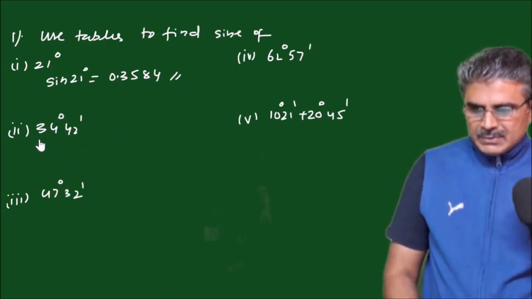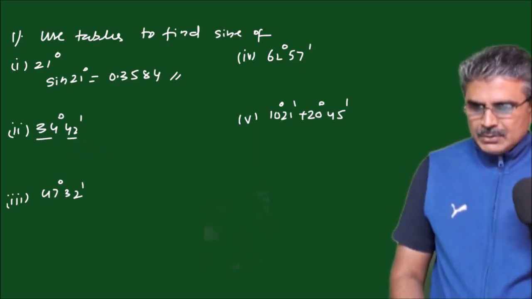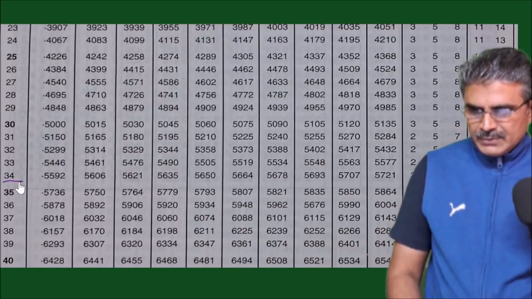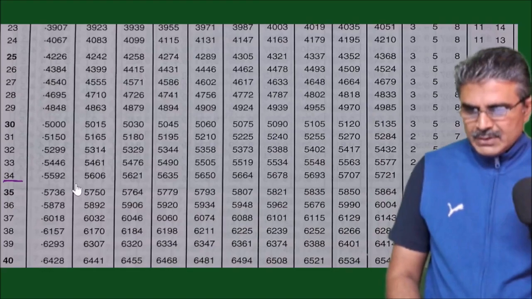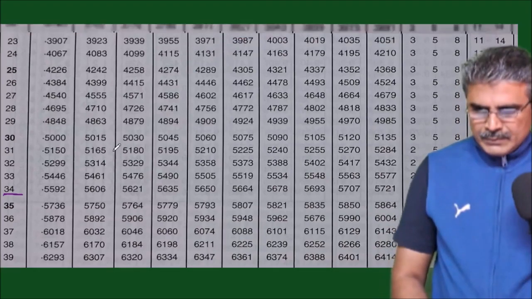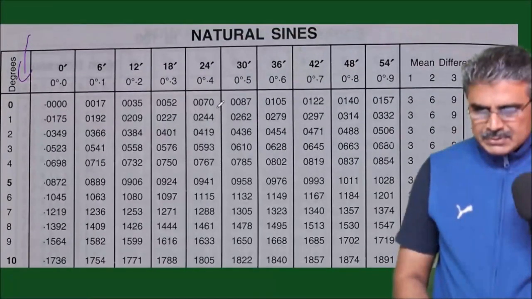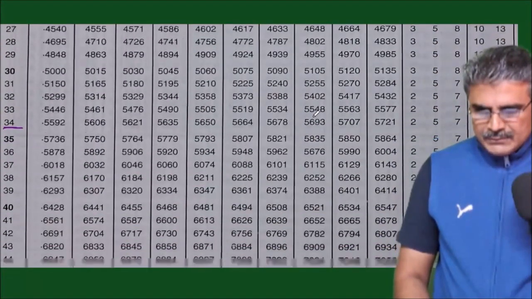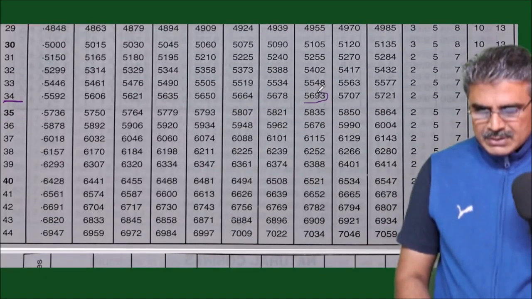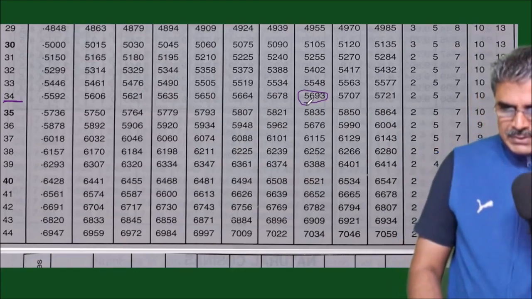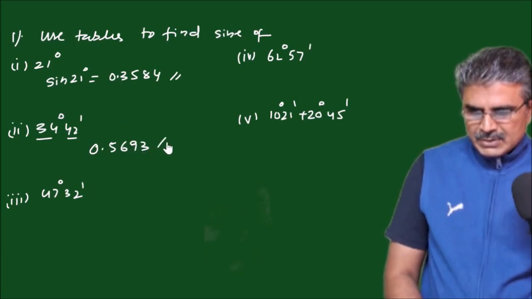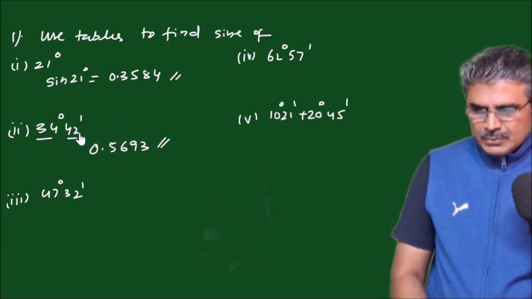Consider the second one, 34 degrees and 42 minutes. So we'll go to the table again. So here, 34 degrees. So this is the 34 degree value. Under that we need to check for 42 minutes. So for 42 minutes we need to check where it comes. So 42 is this column. At this column we need to check the respective angle, like 34 degrees and 42 minutes comes under here. So this is 5693. So 0.5693 is the value of sine 34 degrees and 42 minutes.